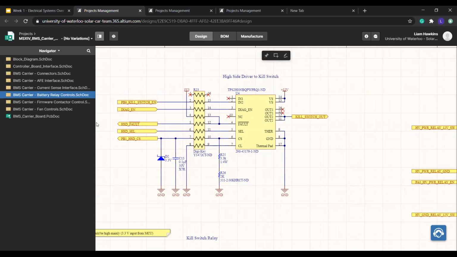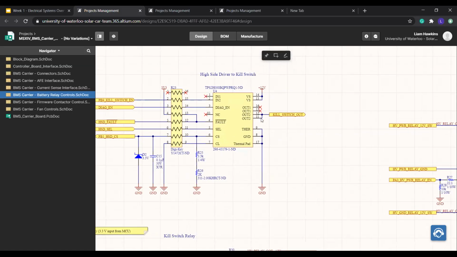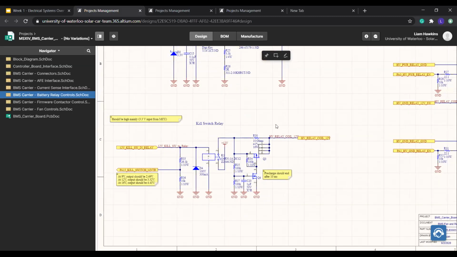It also reports a lot of faults and can sense the current that's being drawn from it as well. So the output from here will go to the kill switches in the car. We have two, and then if both of those are closed, the signal will travel back to the BMS carrier, and it will power this relay. So this is a small low voltage onboard relay. This is not the main relay of our battery pack. And then it provides 12 volts to the actual high voltage relays.